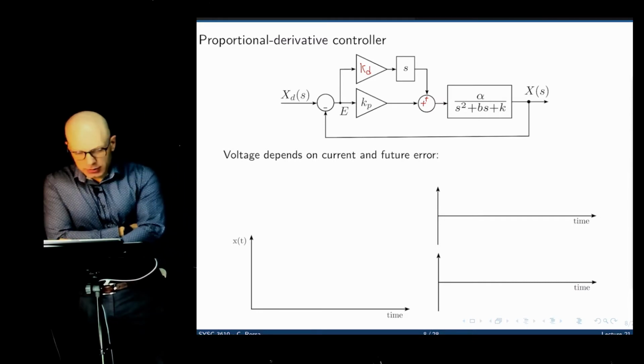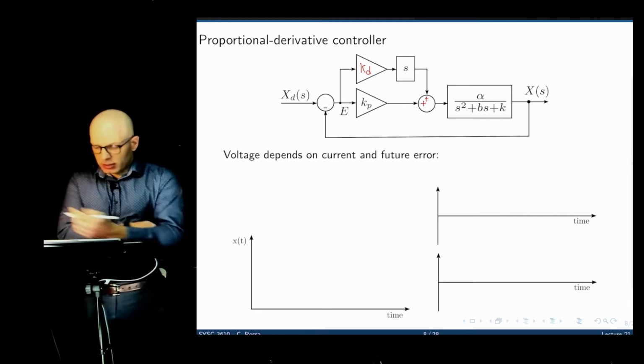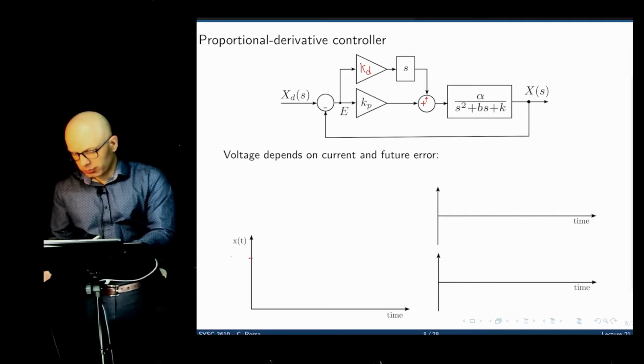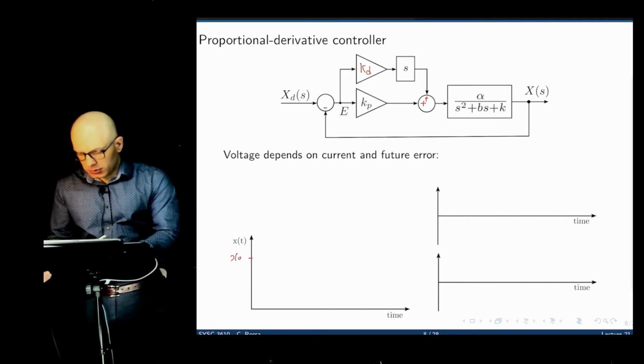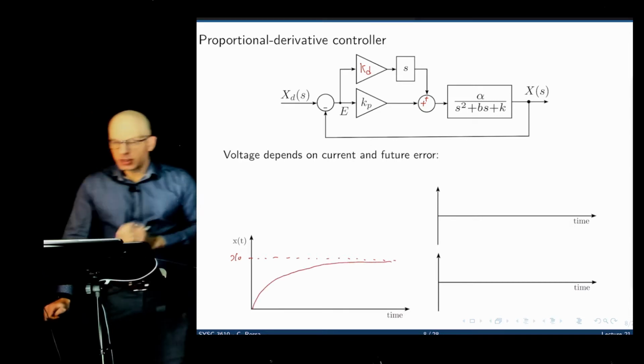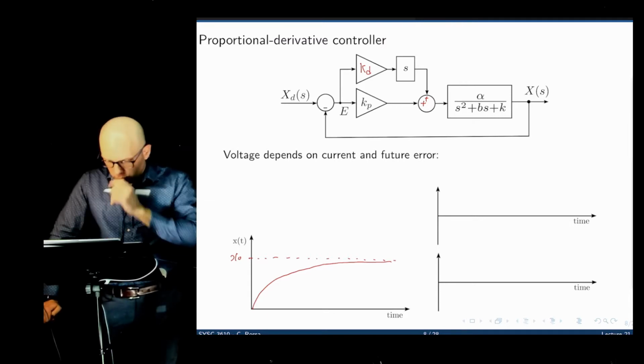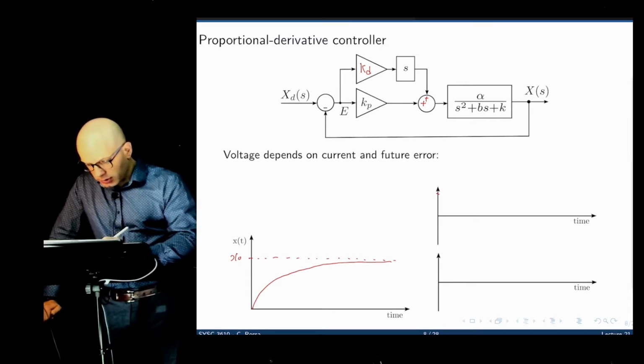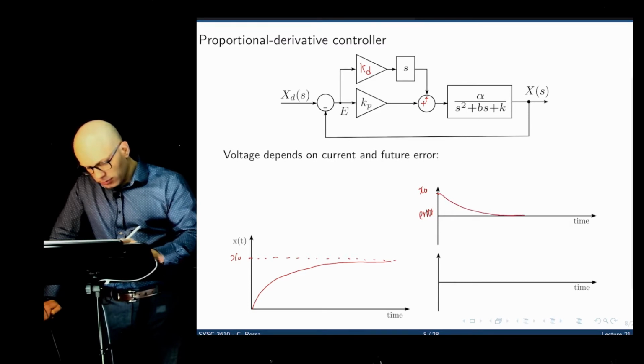So let's see what happens here. We still want the mass to go to position x0, and let's assume that it is doing something like this to start. It is moving towards its destination. What is the error? Well, the error starts at x0. So this is the error, and it slowly decreases.